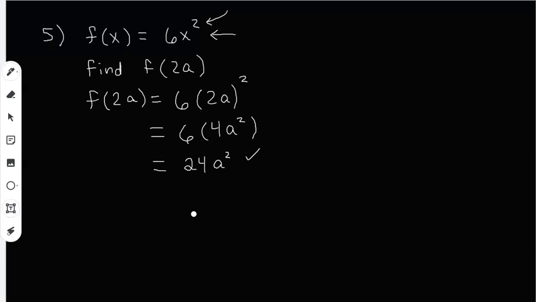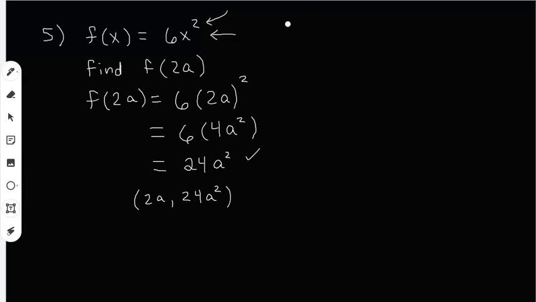Now, if you wanted to write it as an ordered pair, the 2a would come first since you're evaluating at 2a, and then the 24a squared would be last since that's technically the y value.